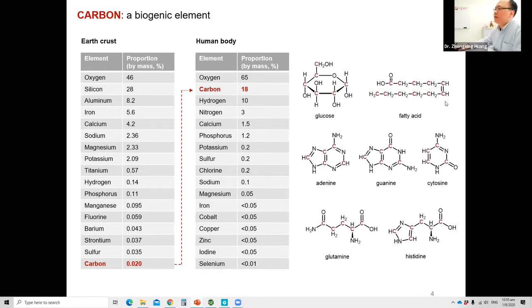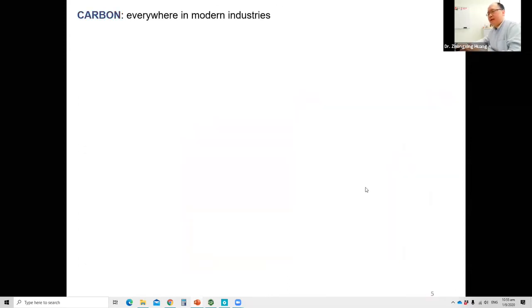If you look at these structures, you have glucose, which is a sugar, right? You have fatty acids, where basically all these carbons form a chain, with unsaturated carbons. You have RNA, DNA, and the base pairs, most of which are also carbon. And you have amino acids, which have a carbon backbone. Okay. So carbon is also everywhere in modern industry.